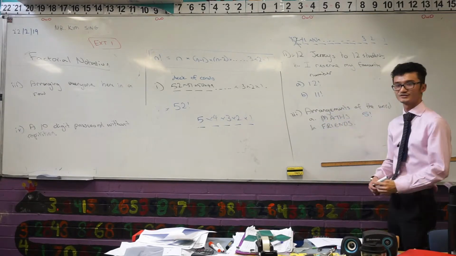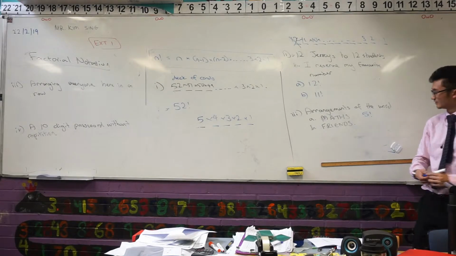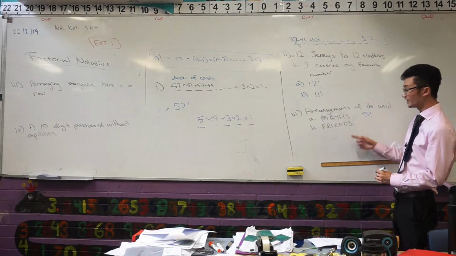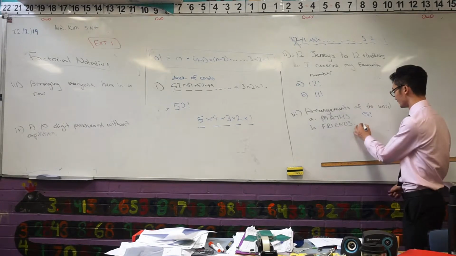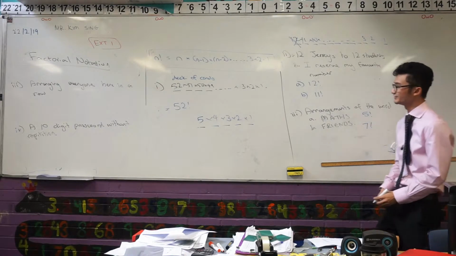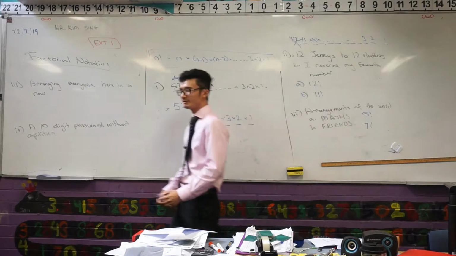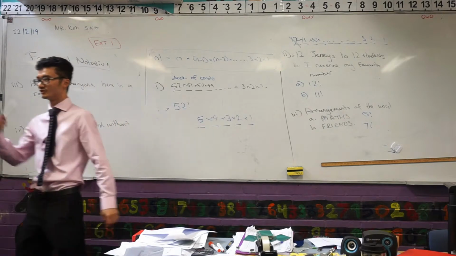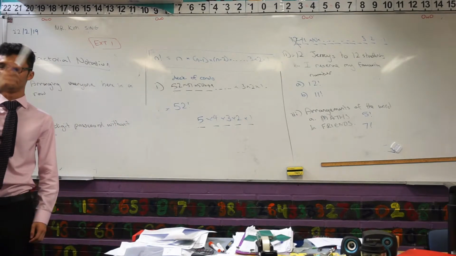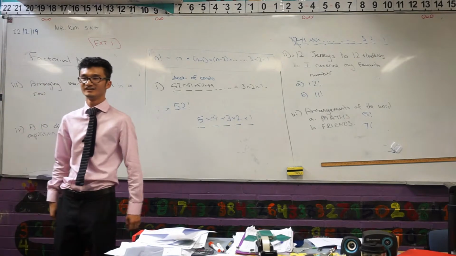What about friends? What would that be? 1, 2, 3, 4, 5, 6. Yeah, it's just the number of letters that there are. 7 factorial, right? Easy. How many people in this room? 1, 2, 3, 4, 5, 6, 7, 8, 9. You didn't include me.